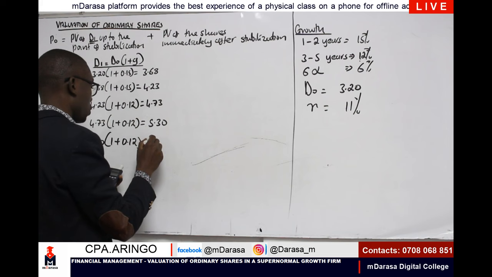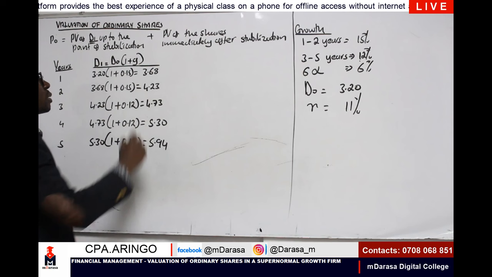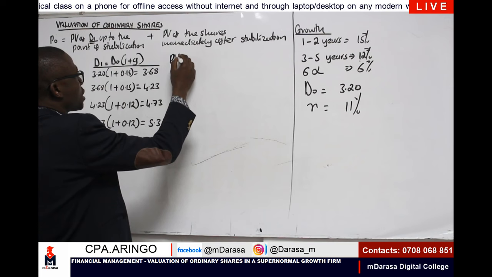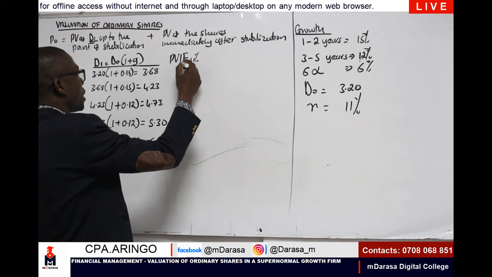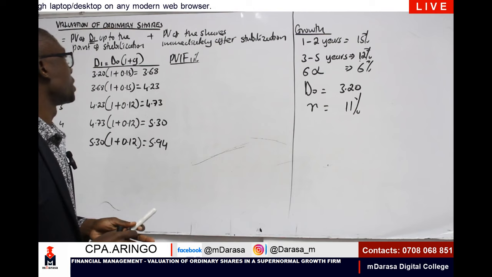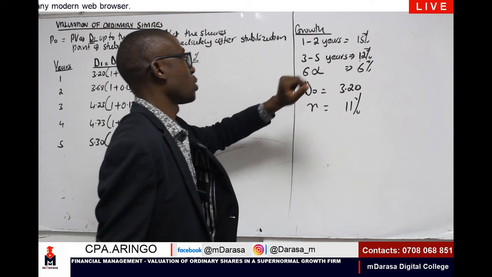So this is our D1. Remember, our focus is to determine the present value. So therefore, I have to incorporate my present value interest factor, 11%, that is what I was given. Because you are told that it stabilizes from year 6, we are required to determine the present value of the shares immediately after stabilization. It stabilizes actually at the end of year 5, right?